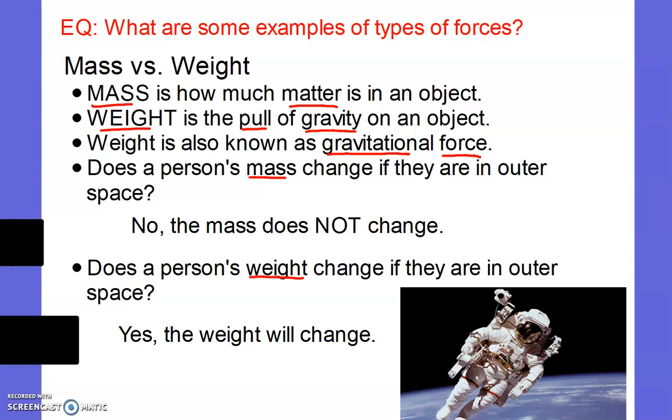It's a great weight loss program. Go to the moon, you only weigh 30 pounds. However, you still have the same number and types of atoms, so you still look the same. In other words, your mass has not changed.